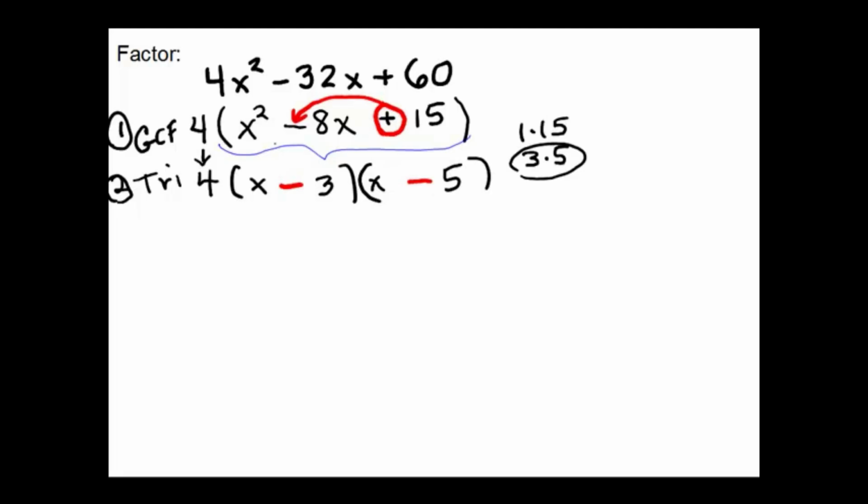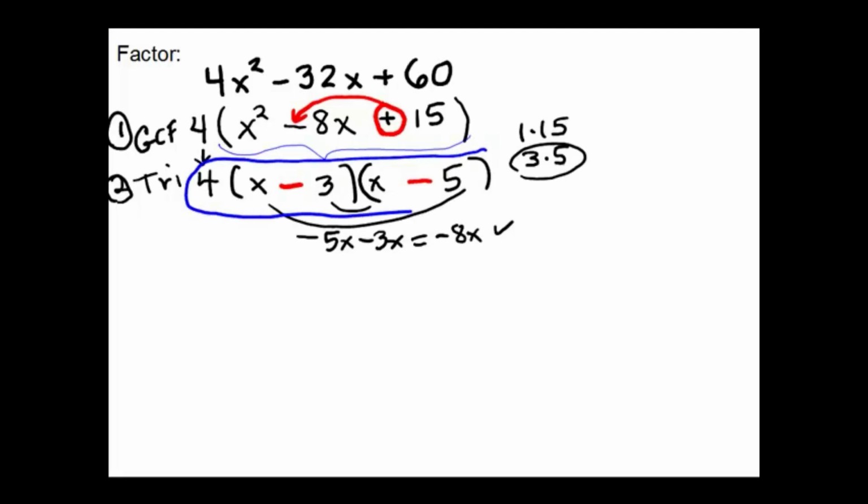And we'll check just back to that trinomial. So outside, minus 5x. Inside, minus 3x. Gives minus 8x. And it works. So our final answer for this problem is this entire piece. You do need the 4 in it.